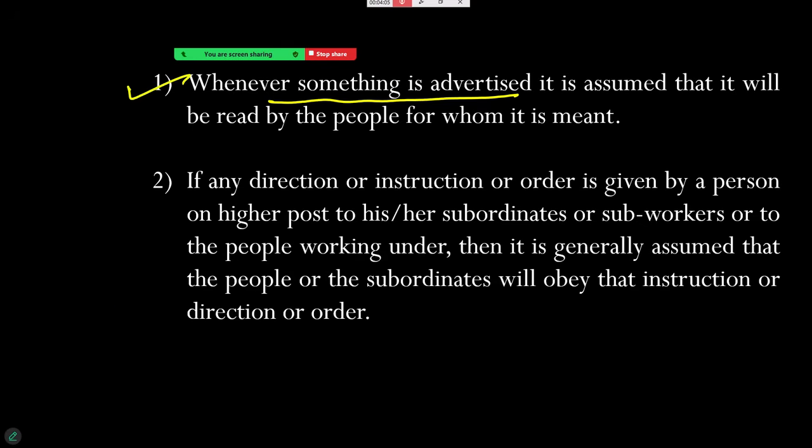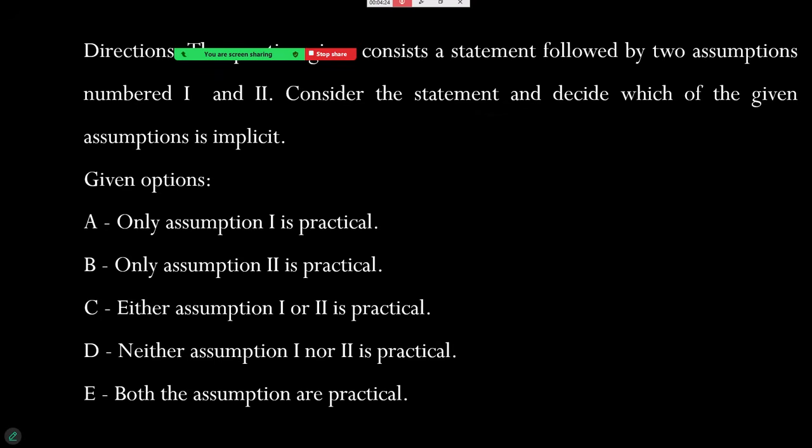Next one is, if any direction or instruction is given by an order, the assumption is that the subordinates will follow it. If suppose the principal or head of the college has given it, it is assumed that subordinates will follow the instructions or orders given by the higher authorities. That's by default we have to assume. That's a positive assumption, right?